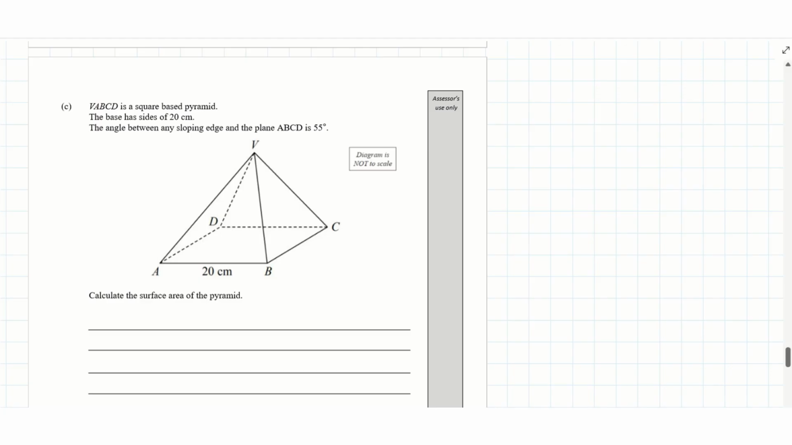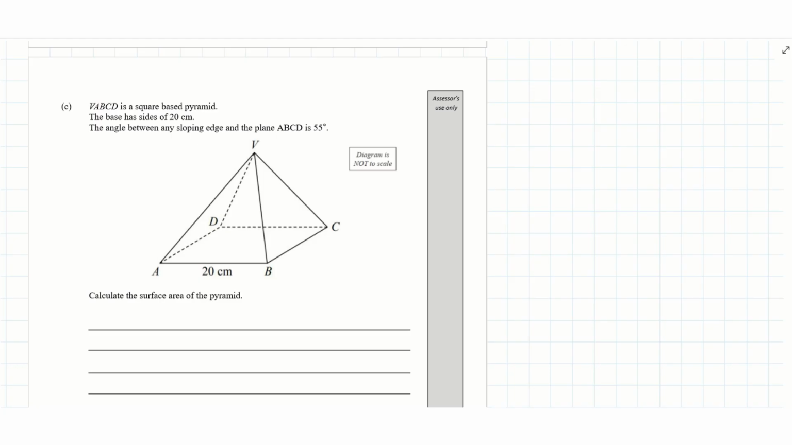They have said VABCD is a square-based pyramid. Great, we can see that in the diagram here. The base has sides of 20 centimeters. So we know it's a square, so this side is 20 centimeters, and also this side, and this side, and that side. They're all 20 centimeters. Cool. The angle between any sloping edge and the plane ABCD is 55 degrees.